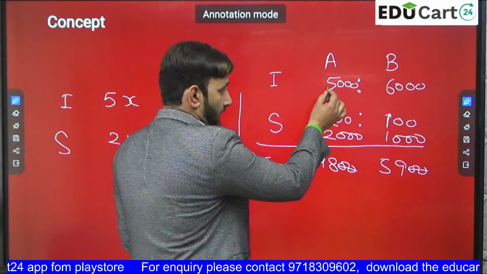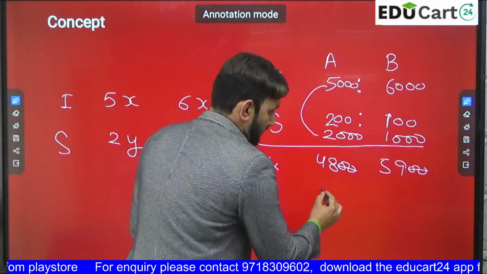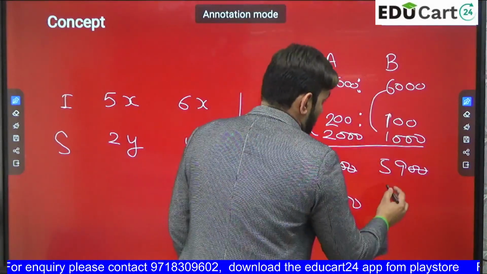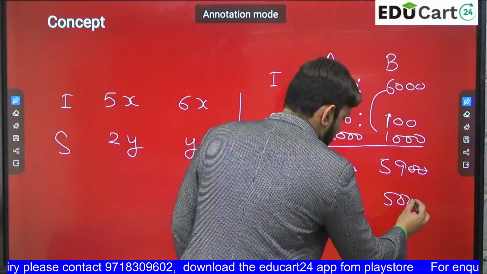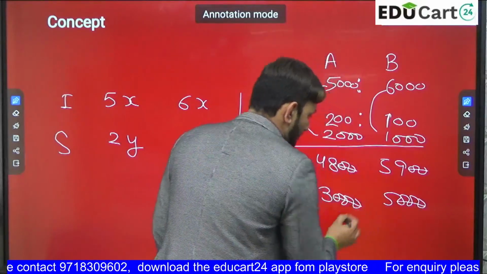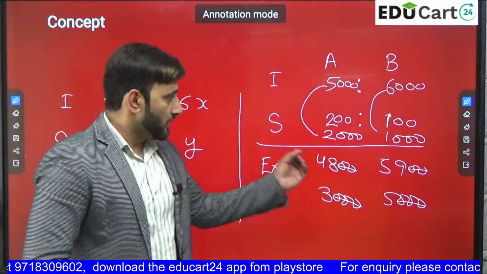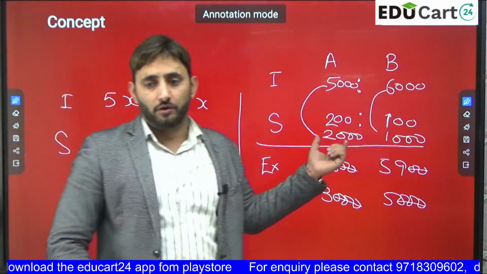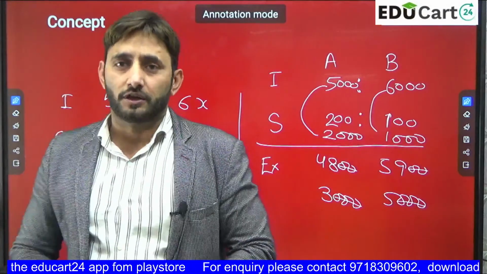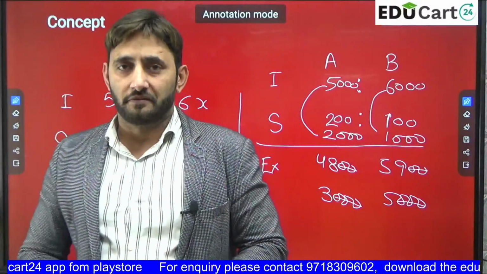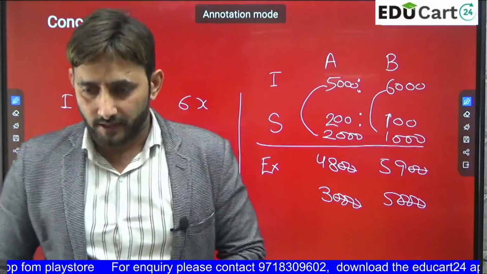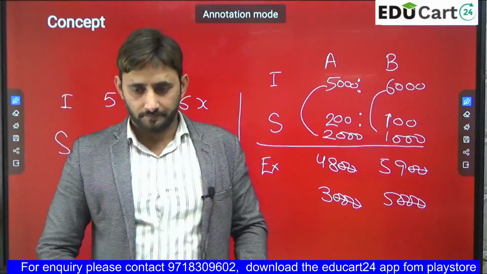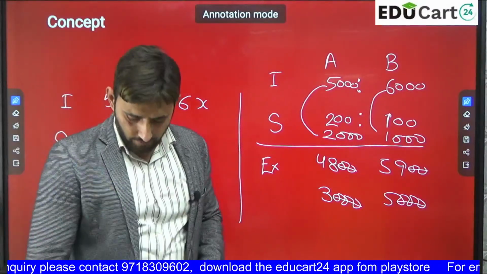But what will happen if the savings become 2,000 and 1,000? Then 5,000 minus 2,000 is 3,000, and 6,000 minus 1,000 is 5,000. So in this case, it will come out to be 3 is to 5. So if we keep on changing the values of this ratio, our answer will also keep on changing. Hence, the answer will be cannot be determined. I hope you got it.